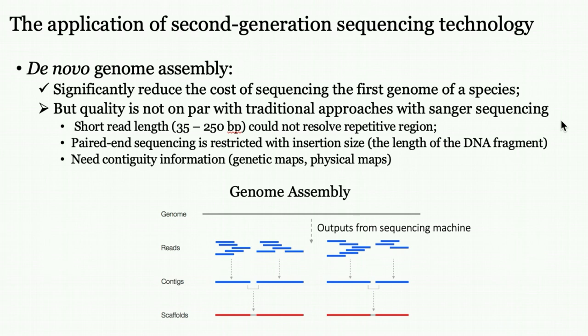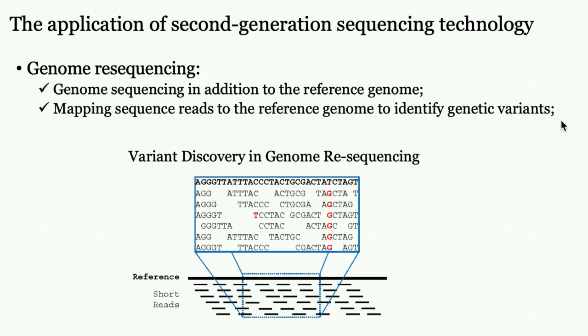The most significant application is actually in genome resequencing. Basically, genome resequencing is to sequence additional genomes in addition to the reference genome. And you can generate the sequencing reads with a very cost-effective method. And the benefit is that you already have the reference genome to compare to, so you can map the sequencing reads to the reference genome and identify genetic variants. So we already covered this in the previous lecture.